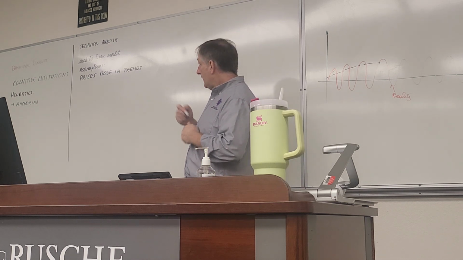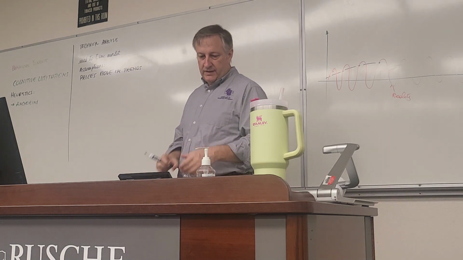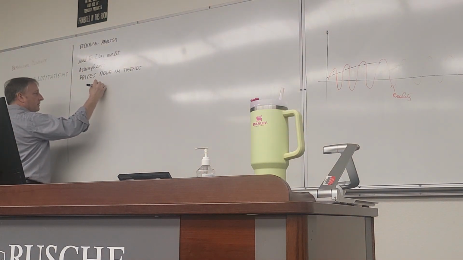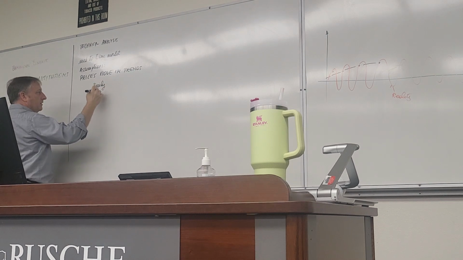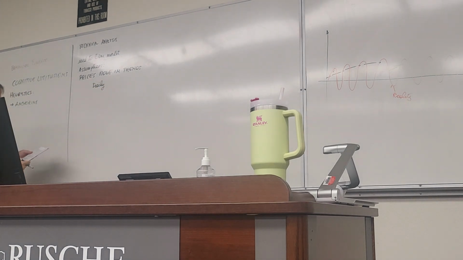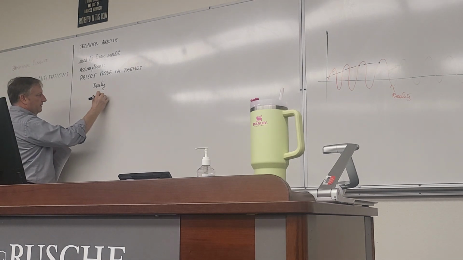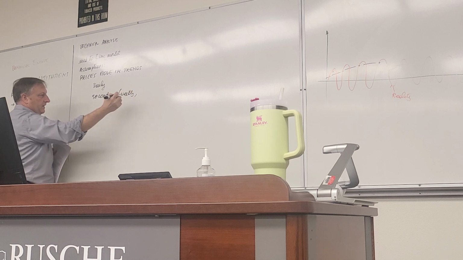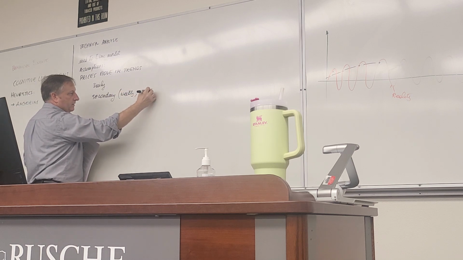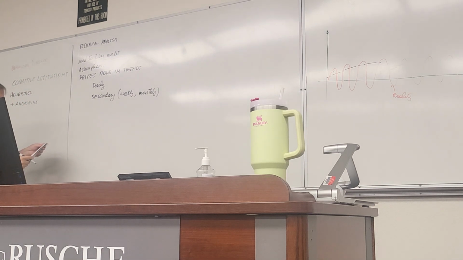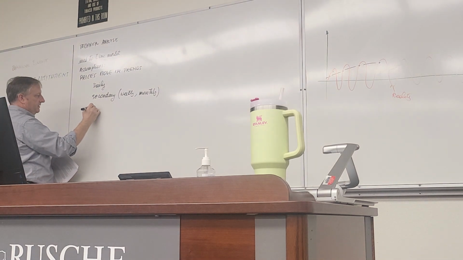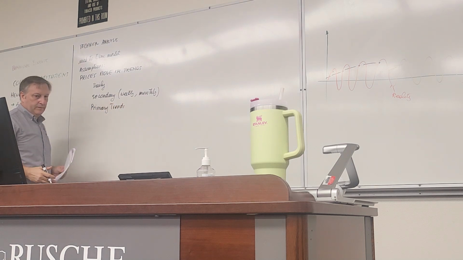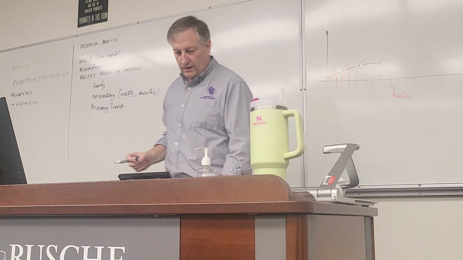And so what are those trends? They identify basically just 3 types of trends: daily, then they have the secondary, which can be either weekly or monthly, and then they have the long-term trends, which are primary trends.